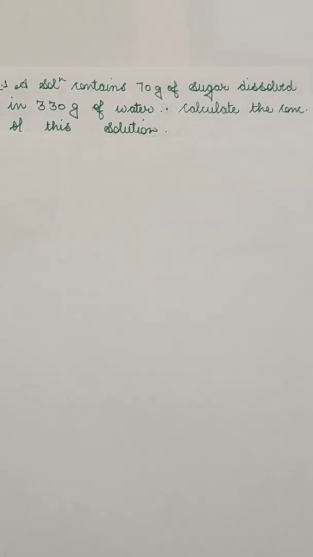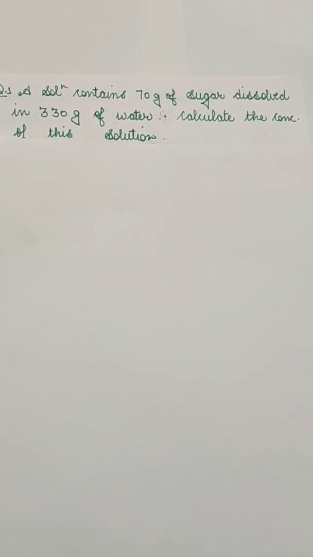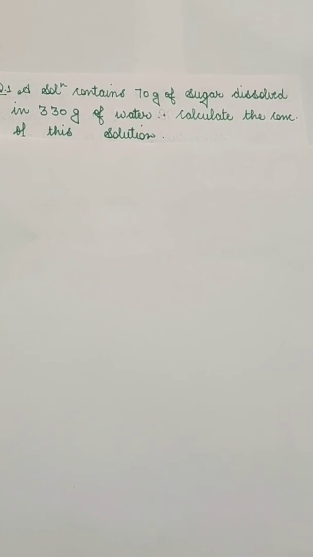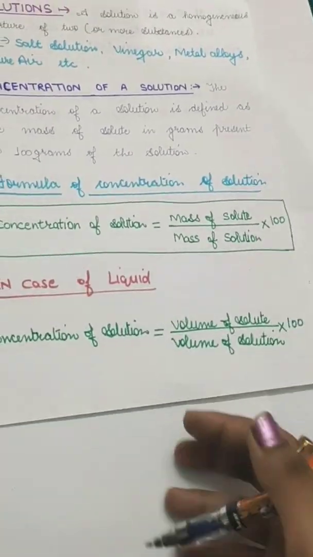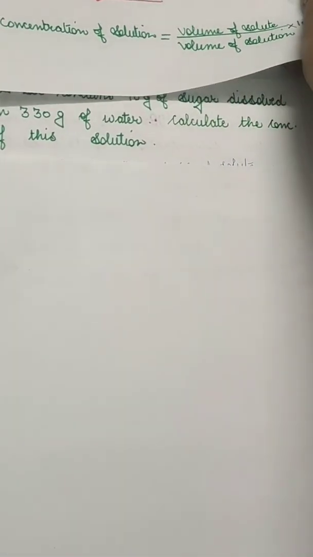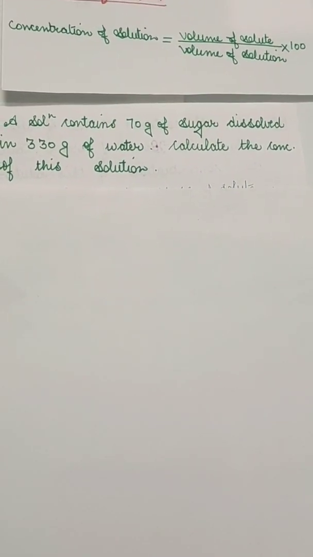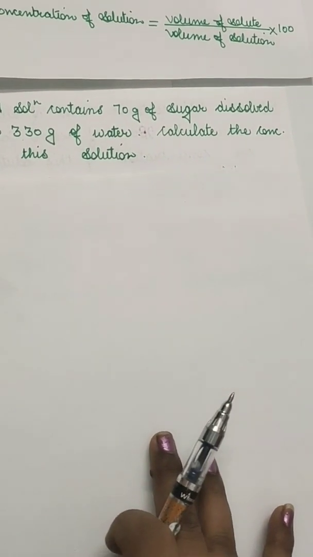For this I have written a question already for you: a solution contains 70 grams of sugar dissolved in 330 grams of water. Calculate the concentration of this solution. For this we will be using the formula which we have just read. When we have been given the grams of solute and the grams of solvent, we can easily find out the concentration of solution.